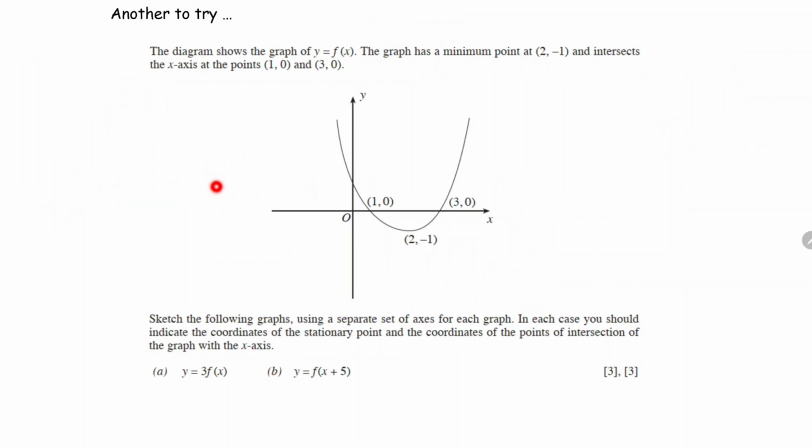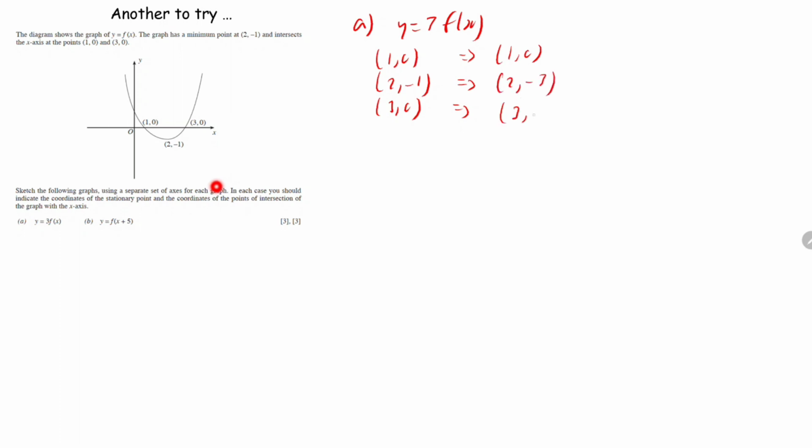Okay, another couple to try. Pause the video and give it a go. So for part A, we've got y equals 3 f of x, stretching the y direction. So we've got the coordinates (1, 0), (2, -1), and (3, 0). So the y coordinates are going to change by a scale factor of 3. So that's still going to be (1, 0). This is going to be (2, -3) and (3, 0).